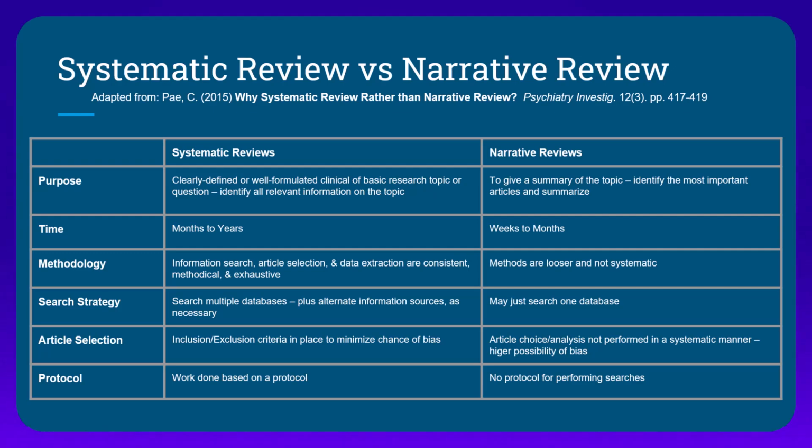In this chart, I'd like to distinguish two of the most common types of literature reviews, the traditional narrative review and the systematic review. The first area of distinction between these two is in terms of purpose. A narrative review is typically intended to give a summary of a topic, to identify the most important information and to summarize. This can be very helpful for readers who are new to a topic and need to quickly be brought up to date. As opposed to a systematic review, which is usually intended to answer a specific question by collecting all pertinent information on a topic, synthesizing the results, and arriving at an answer.